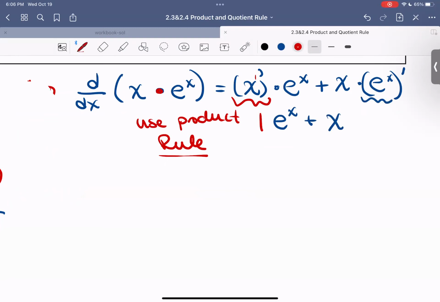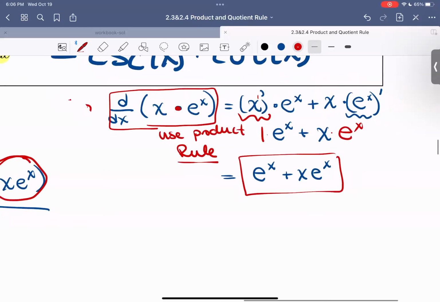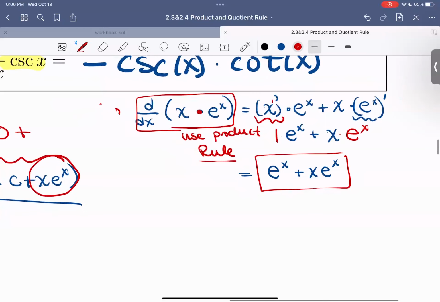Well, e to the x is that really special function where the derivative is equal to itself. So the derivative would be e to the x. Okay, so what do we have here? Let's clean this up a bit. So we have 1 times e to the x, it's just e to the x, plus x e to the x. So the derivative of that term here just becomes e to the x plus x e to the x.